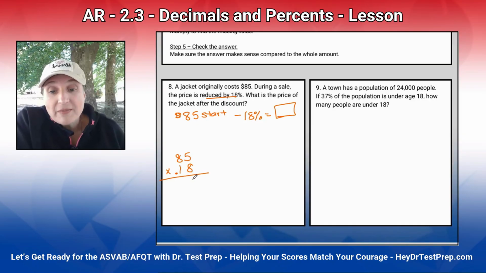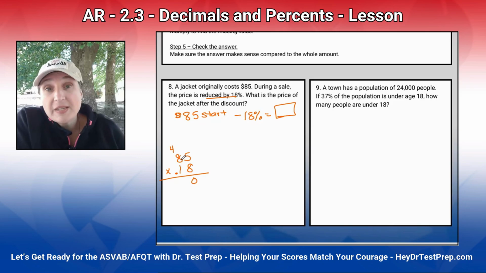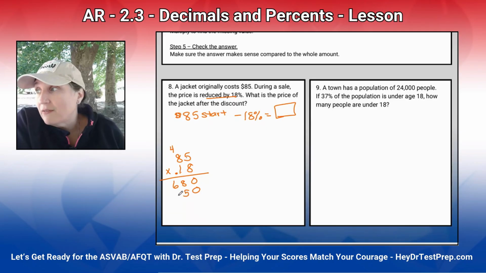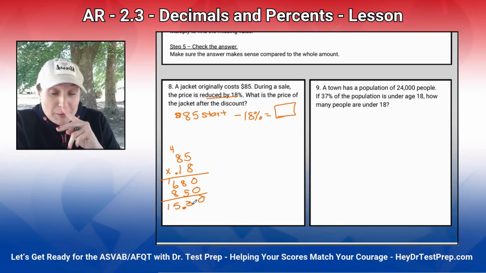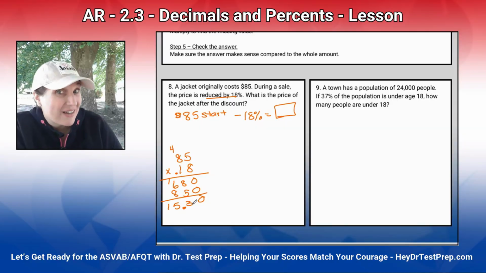So 8 times 5 is 40. 8 times 8 is 64, and 4 is 68, placeholder. 1 times 5 is 5. 1 times 8 is 8. Add going down. 15, and then 2 decimal points makes it $15.30. So that's how much the discount is.